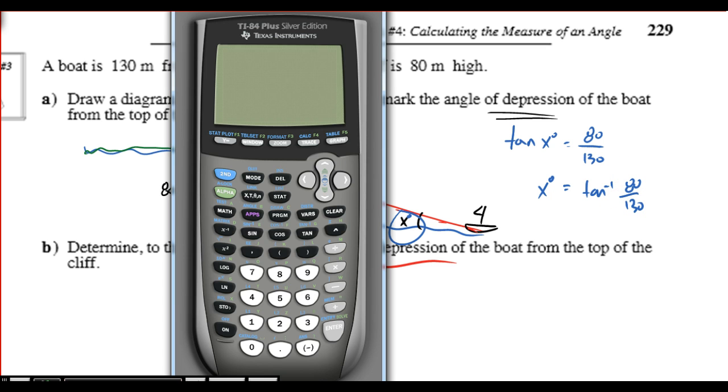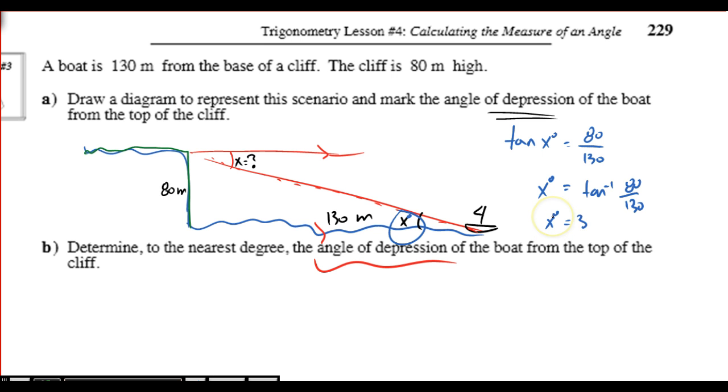Let's go ahead and do that. So inverse tan, second function tan, 80 divided by 130. Oh, wait a minute. My calculator is probably in radian mode. Yeah, I want to move it to degree mode because I turned it off. And then again, inverse tan, 80 divided by 130 should give me an angle of 31.6.